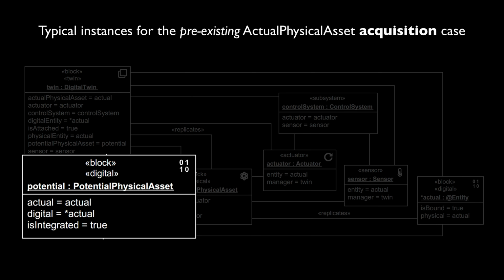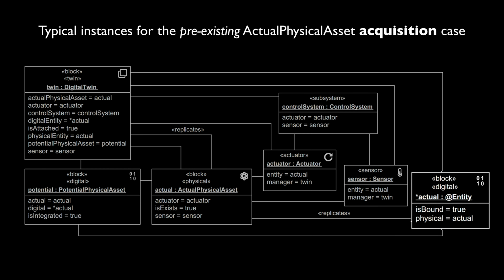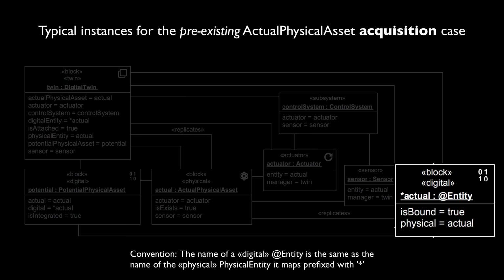We have the potential physical asset tracker. Note again that it is digital, not physical. It is in state integrated. It has the target actual physical asset assigned, along with the digital mapper entity. This is the digital mapper entity in the state bound, and it has a physical target, which in this case is an actual physical asset.